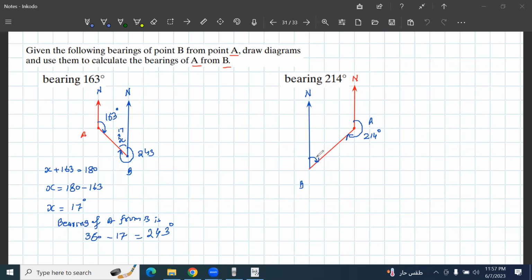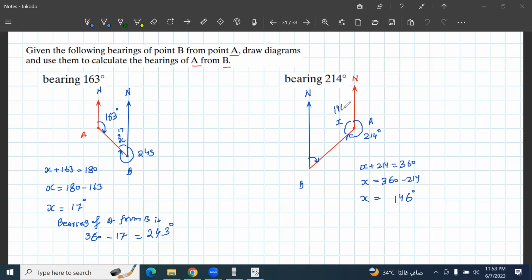Before looking at the answer, we try to figure it out. Let's suppose this is x and it represents a full circle, okay? So we can say that x plus 214 is equal to 360. So x equals 360 minus 214, which gives us 146. This is not our answer, but it will help you.